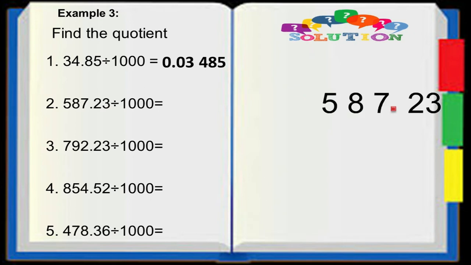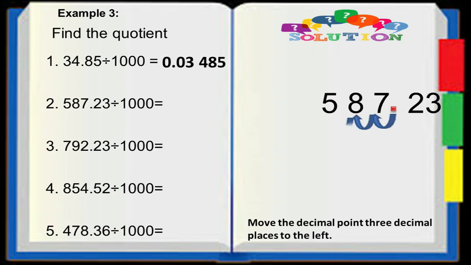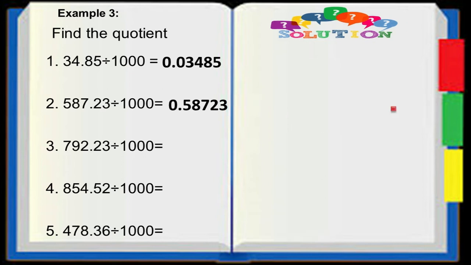For number 2, 587 and 23 hundredths divide by 1,000. Move the decimal point 3 places to the left, 1 and 2 and 3. Move the decimal point here, write the 0. The answer is 58,723 hundredths.